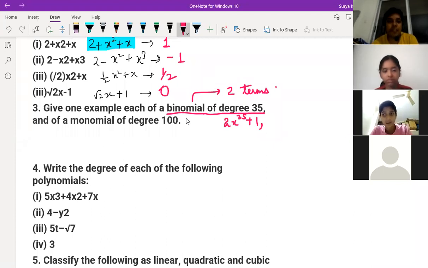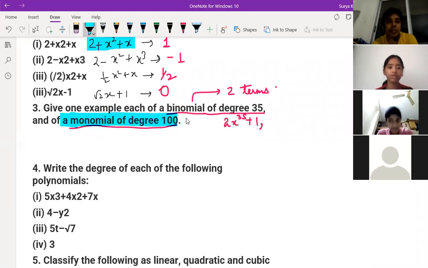Shriyanvi, you tell a monomial of degree 100. X to the power 100? Wow, super. That's it. Tell any other examples, Sai Charan. Sir, 2x to the power 50, y to the power 50, sir. Like this. Yeah, sir.